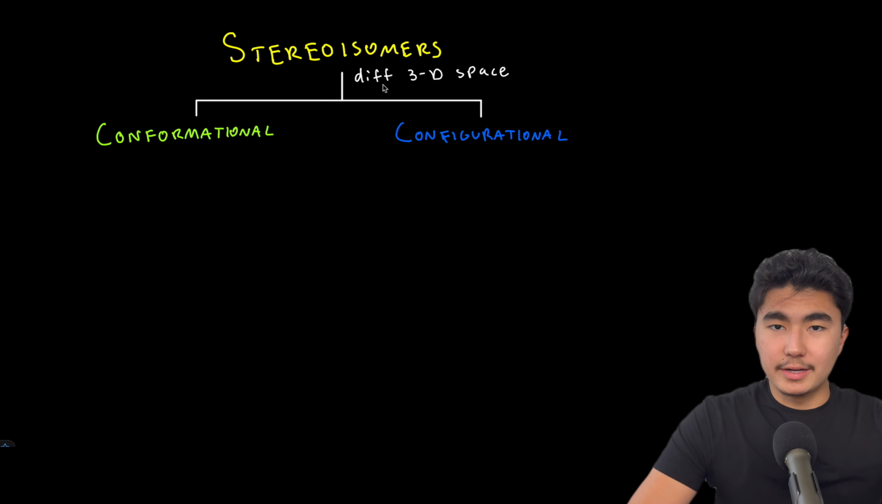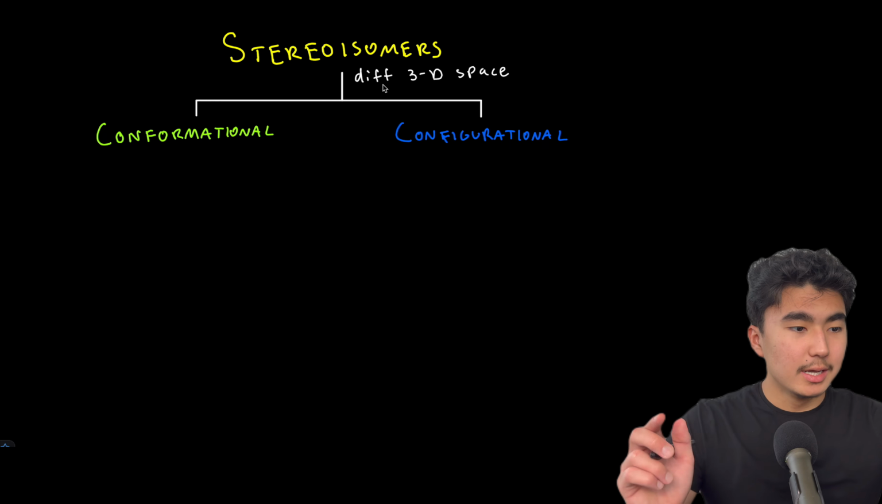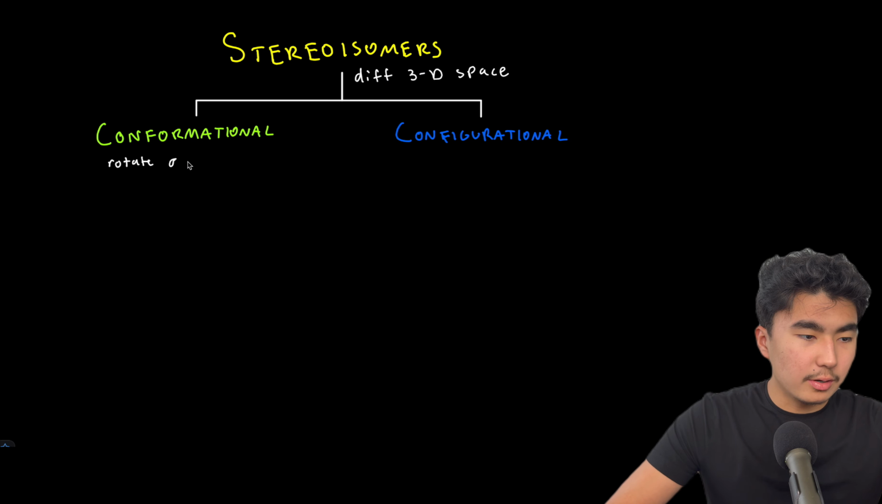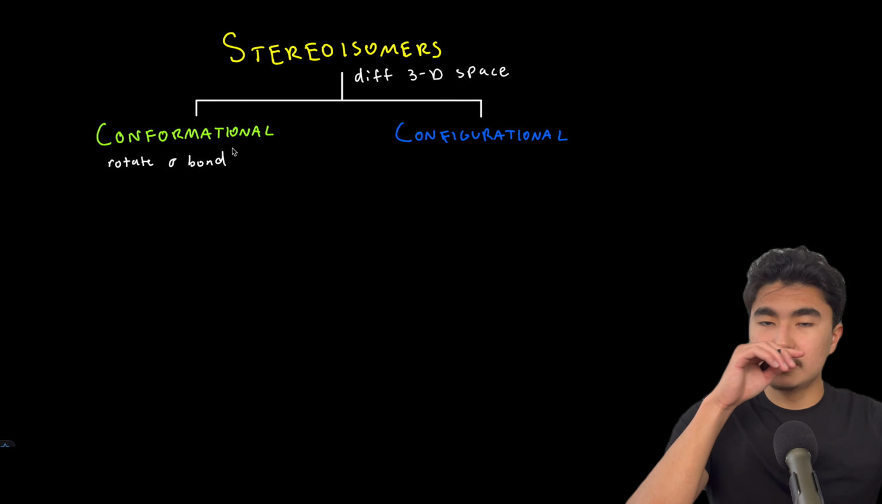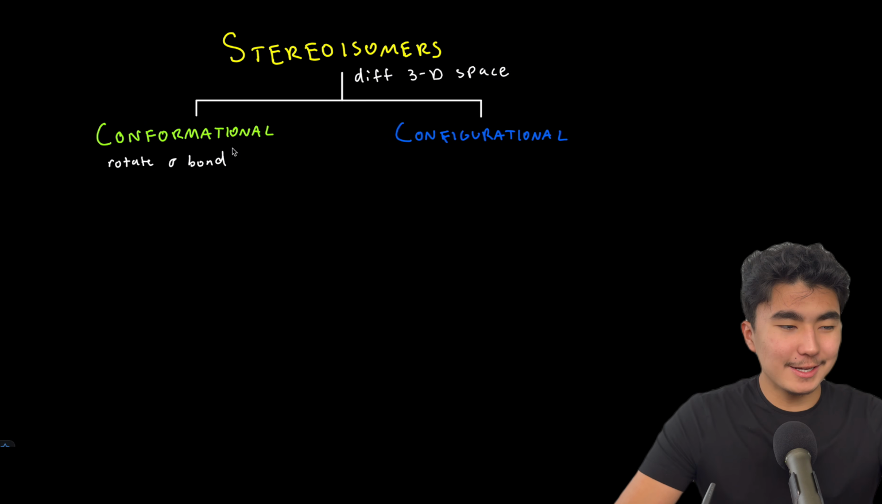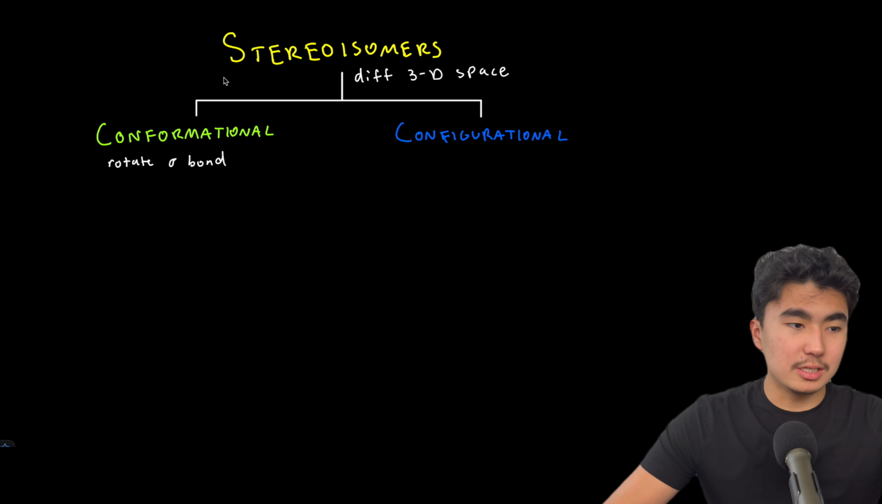Now, what about stereoisomers? Stereoisomers have the same connectivity, but they differ in 3D spatial orientation. Our conformational isomers depend on the rotation of our sigma bond. Sigma bonds are just the single bonds that you'll see. If you took general chemistry, this should be a bit of a refresher for you guys. And with our conformational isomers, we have what's known as the Newman projection.